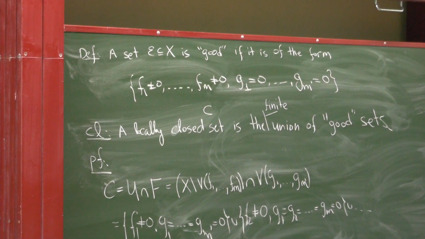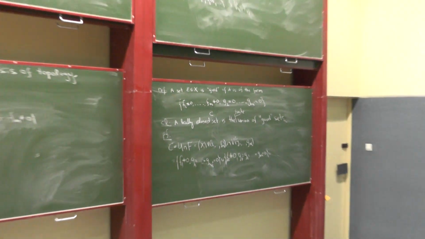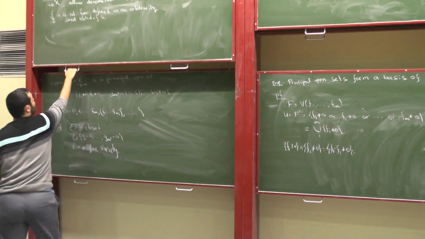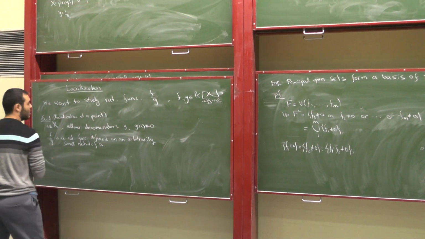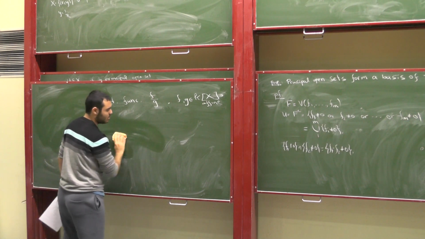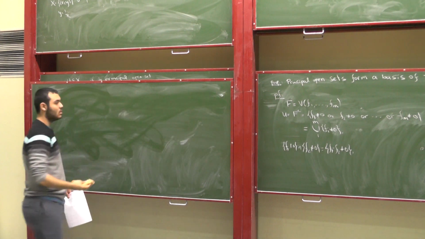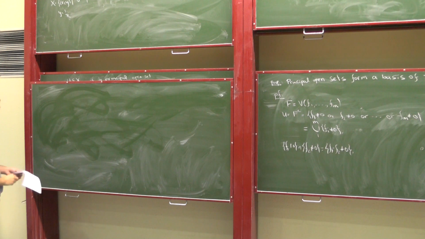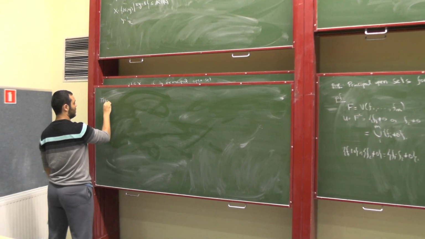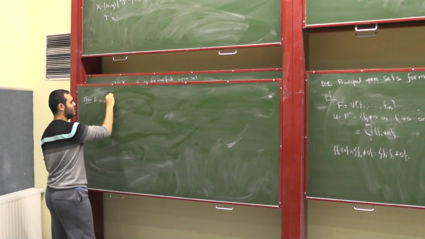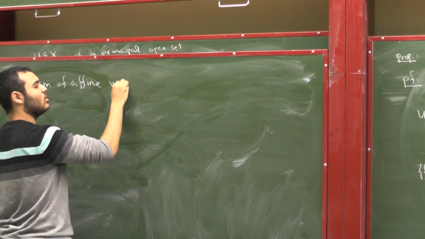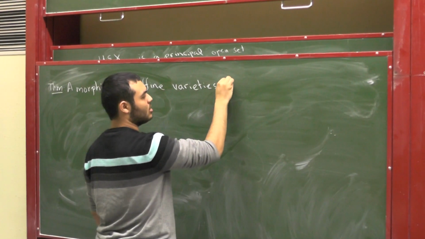Okay, so why is this important? Well, one reason is the following. I remind you that we did in that lecture that if we have a morphism of affine varieties, then the image is constructible. So let me generalize this. Theorem: the image of a constructible set under a morphism of affine varieties is constructible.